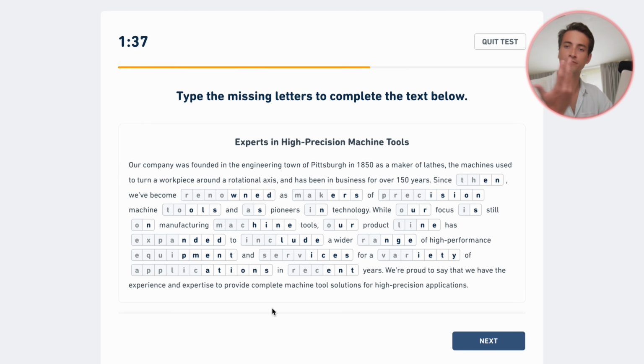And then let me proofread my response, just make sure that everything is correct. Since then, we've become renowned as makers of precision machine tools and as pioneers in technology. While our focus is still on manufacturing machine tools, our product line has expanded to include a wider range of high-performance equipment and services for a variety of applications in recent years.